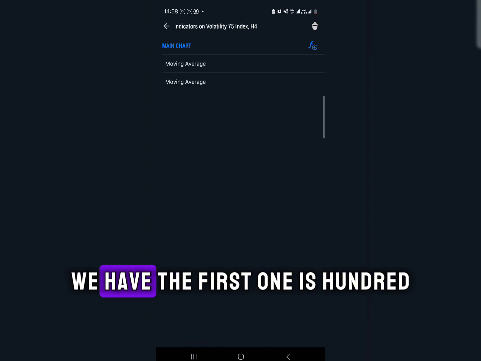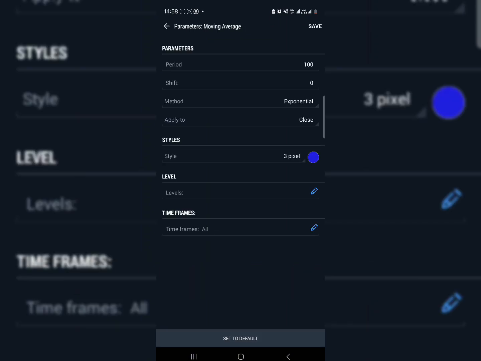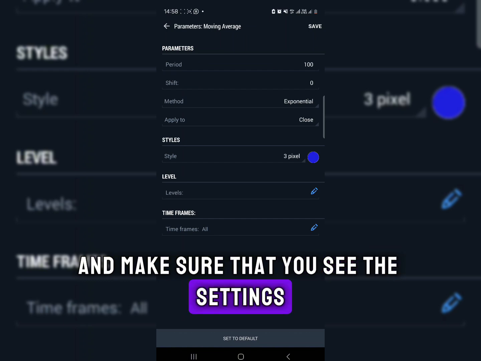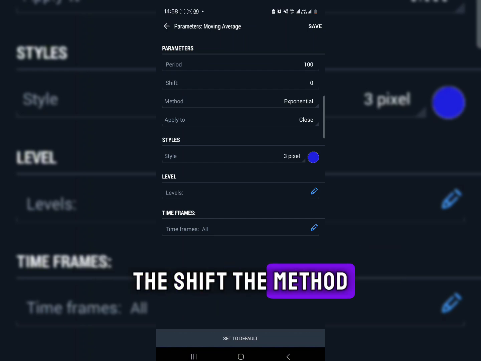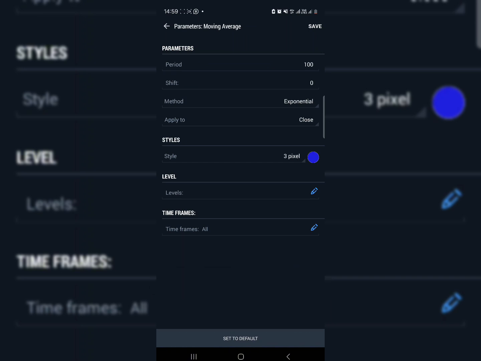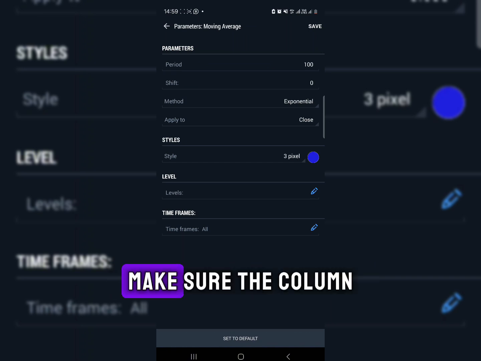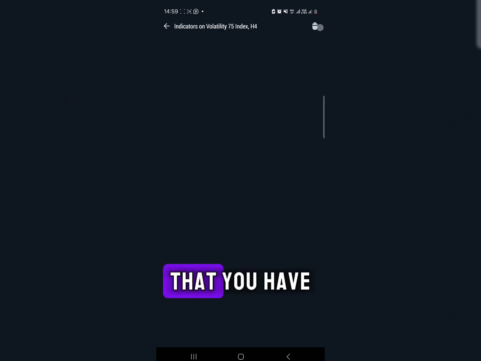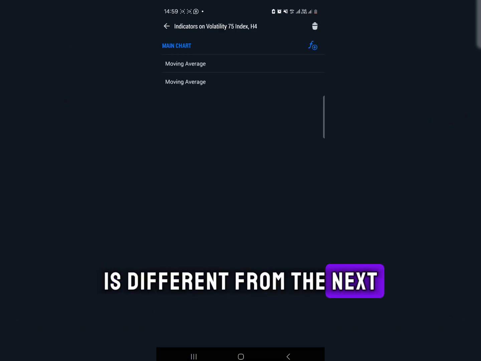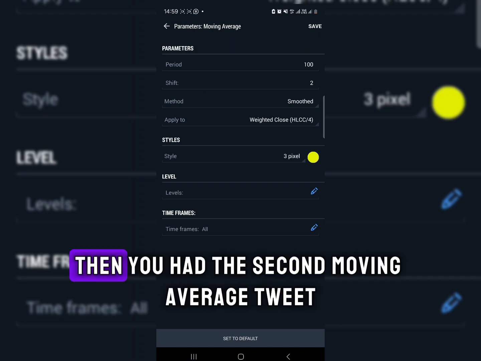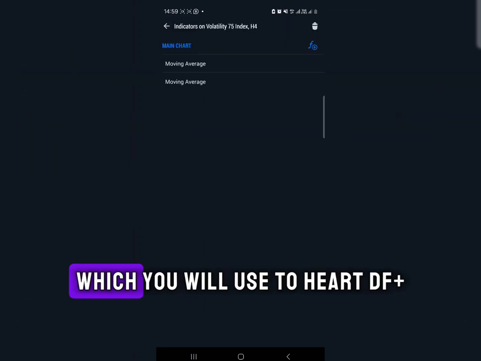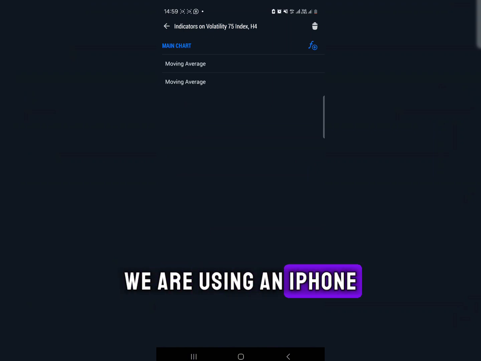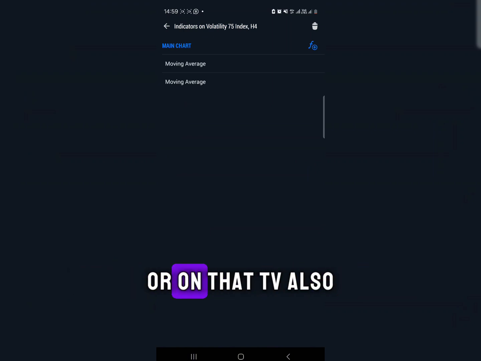The first one is 100, and make sure that you see the settings: the shift, the method, and the apply to. You can see it correctly. Make sure the color that you have is different from the next moving average. Then you add the second moving average to it. This is a plus sign which you will use to add, for an Android. If you are using an iPhone, I believe it should be a plus sign around that area also.